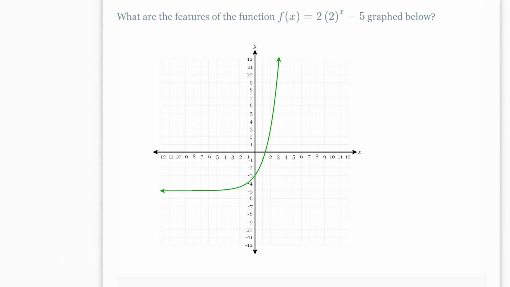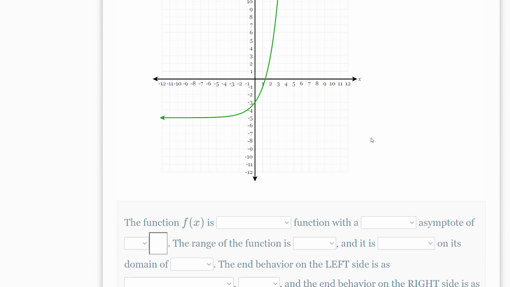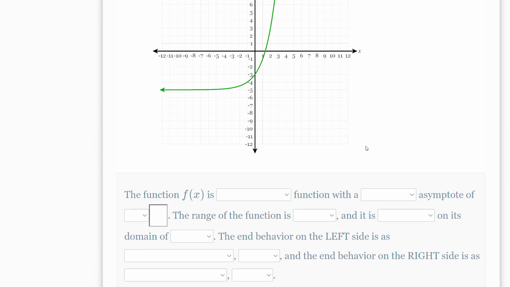So it says, what are the features of 2 times 2 to the x minus 5 graphed below? You look at this thing and you see that there's some features going on here, and then you see this big wad of text down here. So I'm going to scroll down a little bit, and it wants you to fill out all of this.